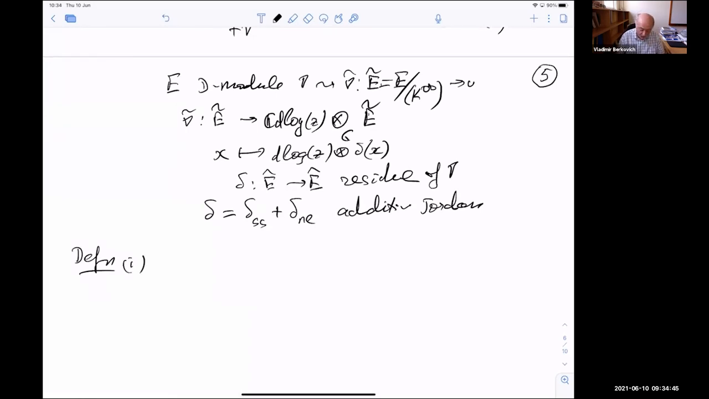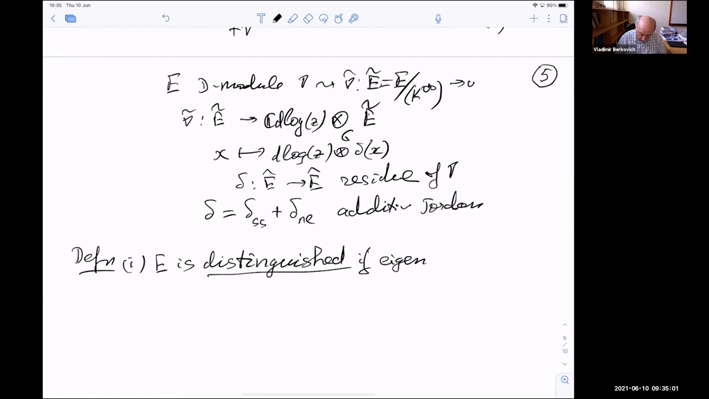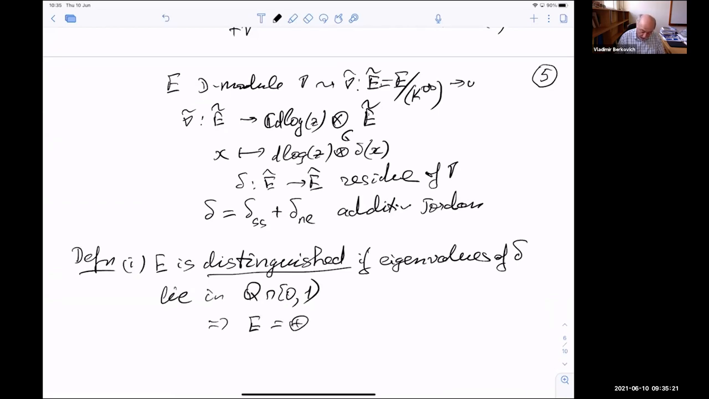Now, definition. Again, unfortunately, there are many definitions. A D module E is called distinguished if the eigenvalues of delta, of the residue, lie in the following set: they are rational numbers between 0 and 1. And one can show that in this case there is a spectral decomposition. E is a direct sum over all these eigenvalues of D submodules. And here our residue, just the semi-simple part of the residue, is just multiplication by lambda.